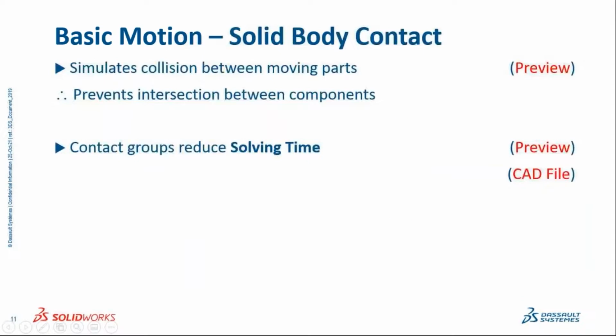Okay. Now let's get into contact. As I said before, in an animation, I can have two parts that are intersecting with each other. But in real life, that's impossible. Two bodies can't occupy the same space. There has to be contact between them, and that contact is going to repel them apart as soon as they touch each other. Okay, so that's what we're going to simulate right now in basic motion.